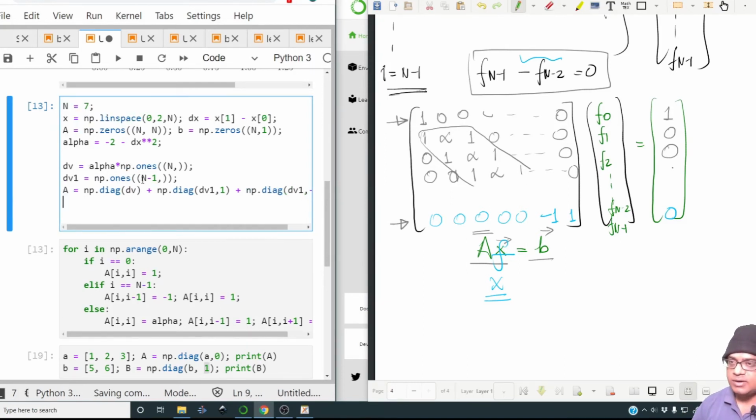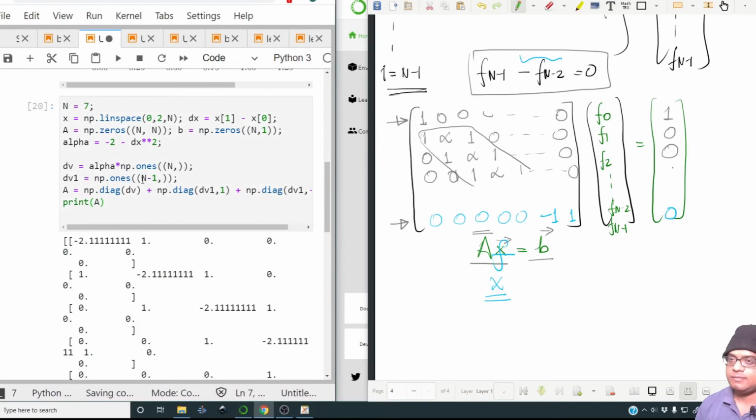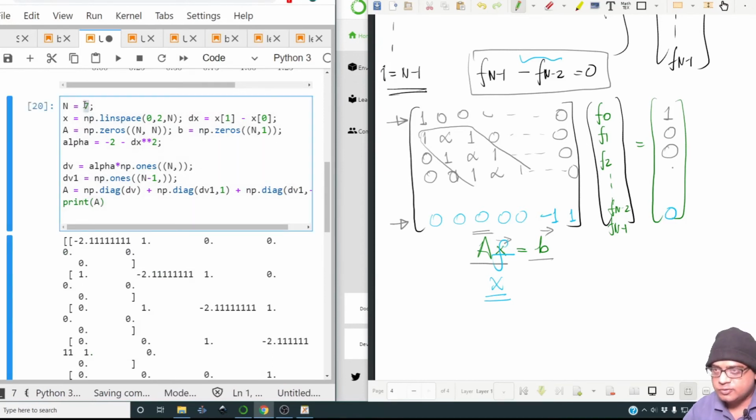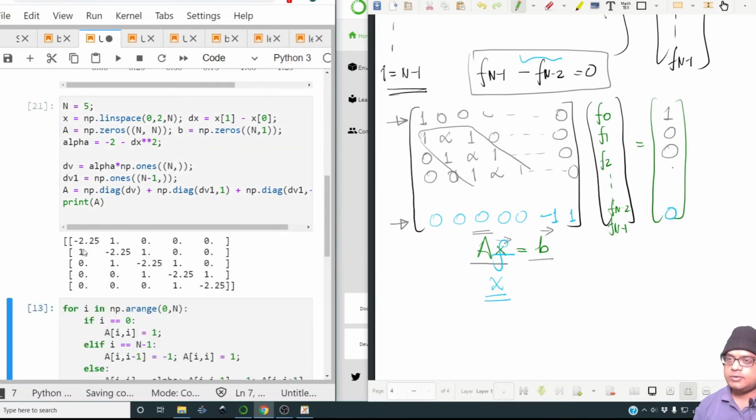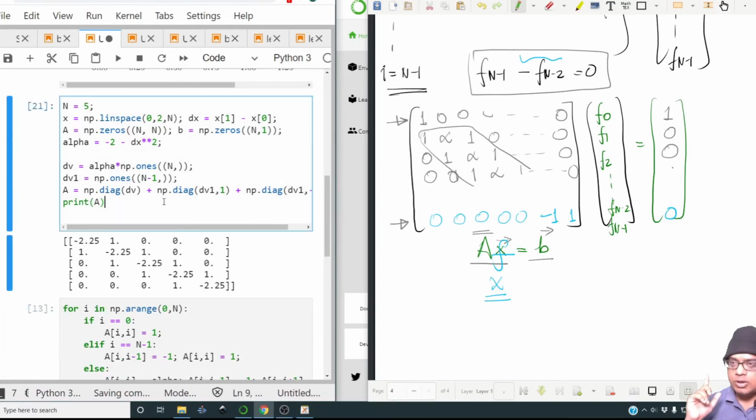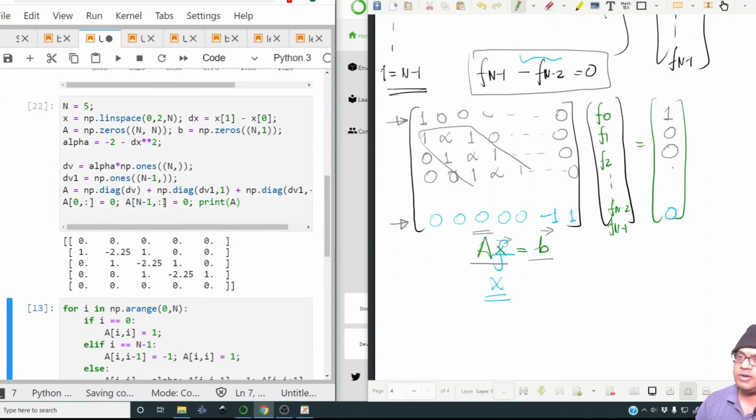Okay, so having done this, let us print what A is. Let me reduce this to 5. So great, we have the tridiagonal matrix as we want. Now I will unset the boundary nodes to be zeros. So A[0, :] is going to be 0, A[n-1, :] is also going to be 0. Let me print and show that we have indeed unset the first and the last node.